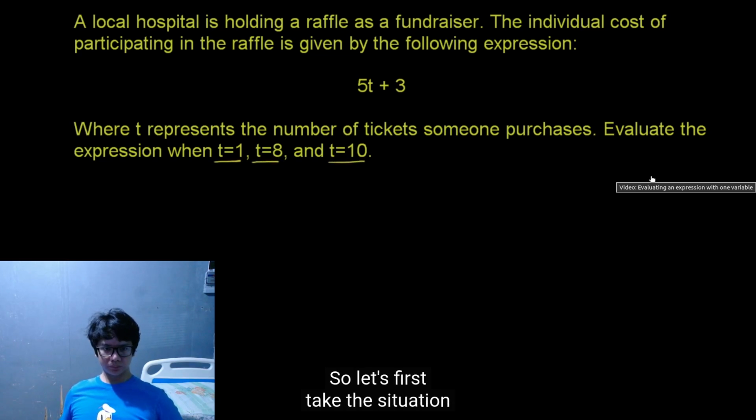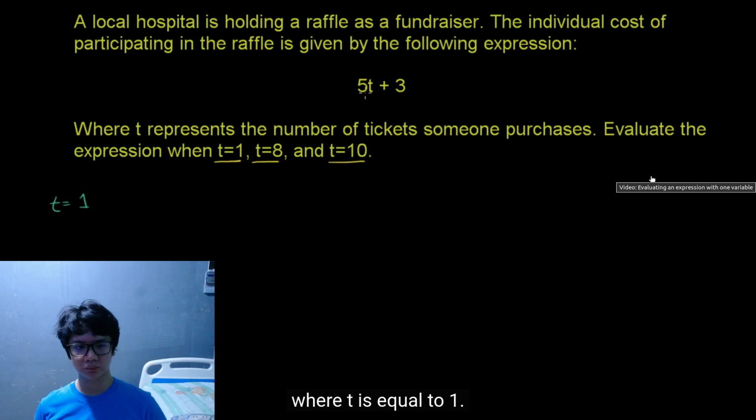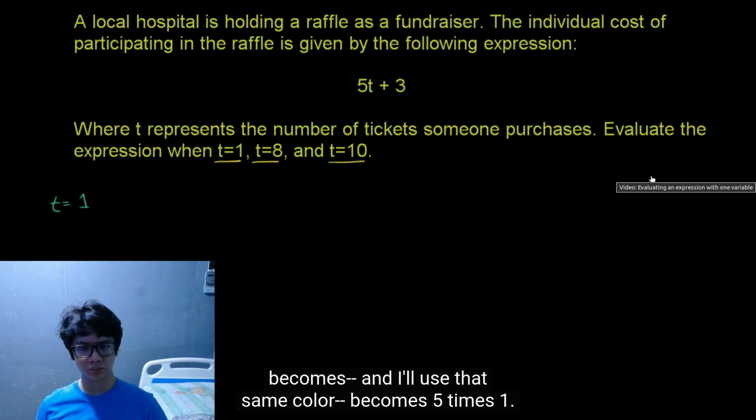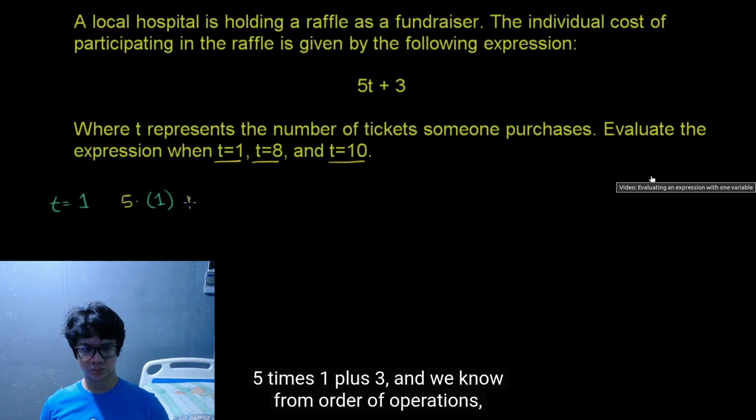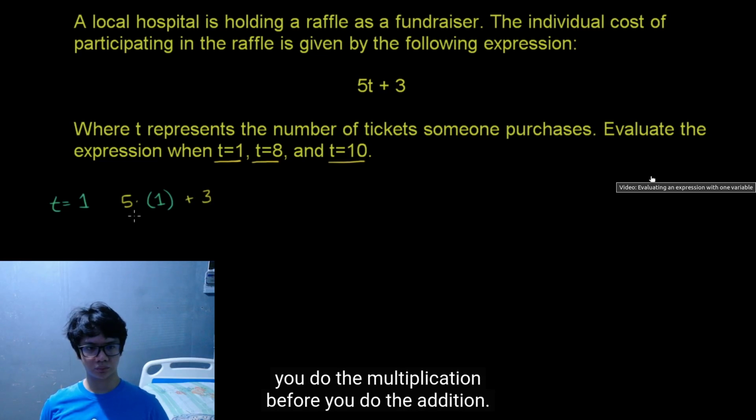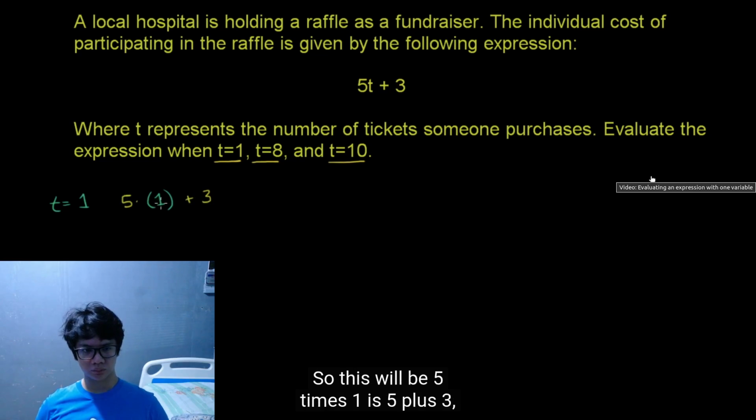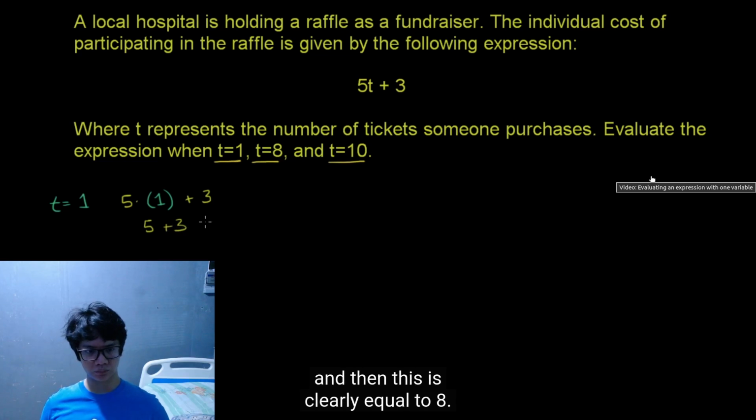So let's first take the situation where t is equal to 1. Then this expression right over here becomes 5 times 1 plus 3. And we know from order of operations, you do the multiplication before you do the addition. So this will be 5 times 1 is 5 plus 3. And then this is clearly equal to 8.